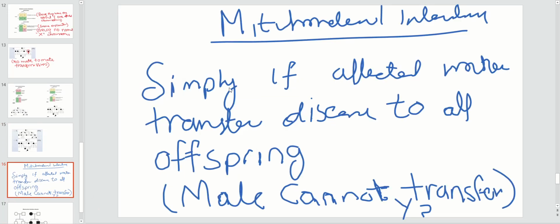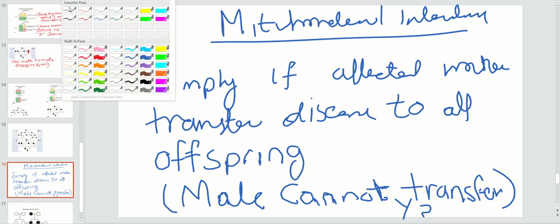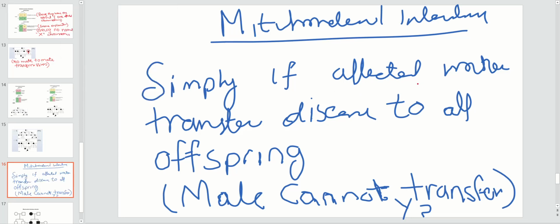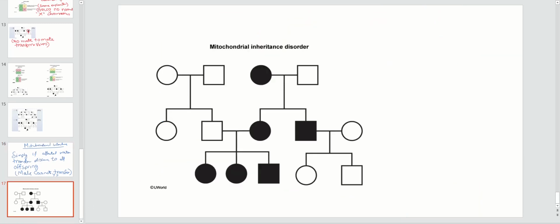Now, the last one is mitochondrial inheritance. Mitochondrial inheritance is very simple to diagnose. If the mother is affected and all the kids have the disease, then you are dealing with mitochondrial inheritance. And a male cannot transmit the disease. Why? Because sperm don't have mitochondria. So this is the pedigree you will see in UWorld also.